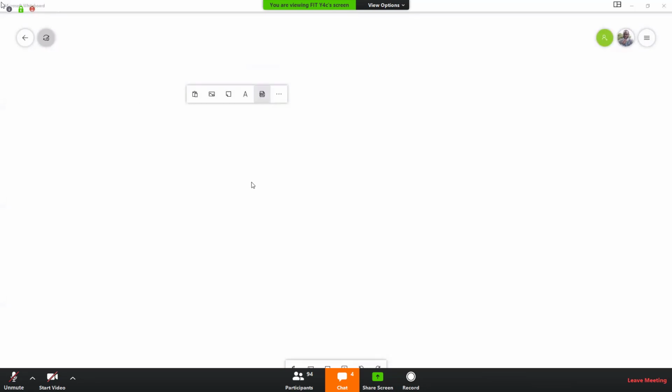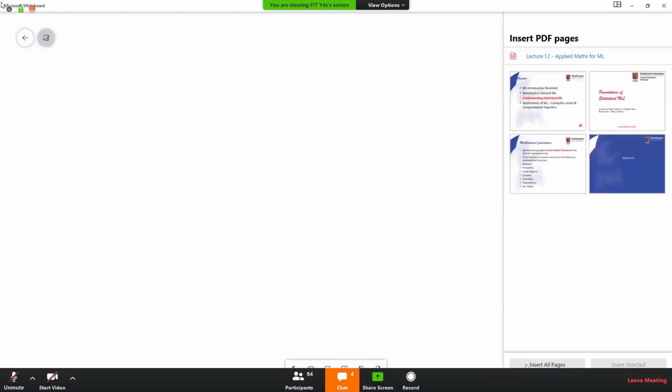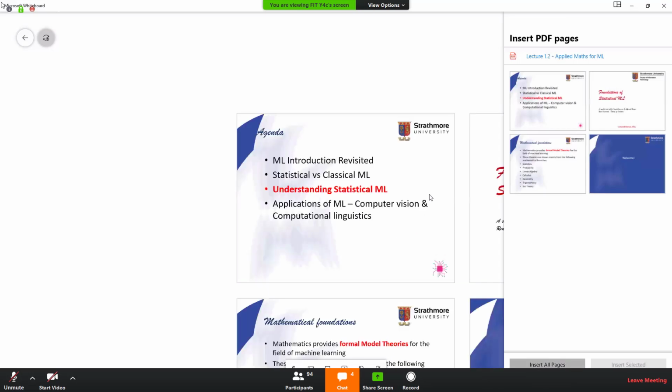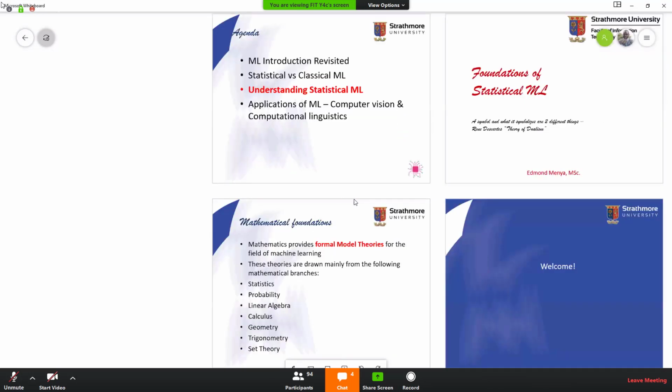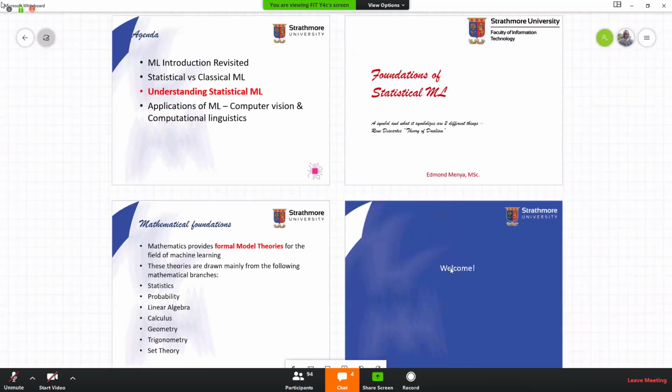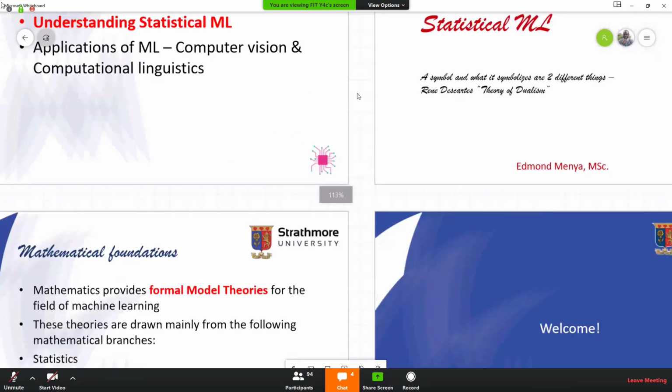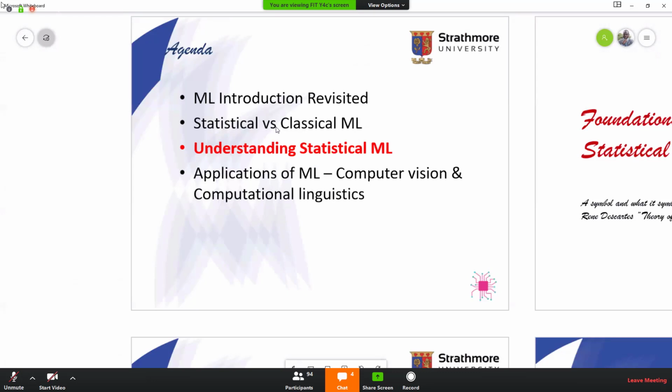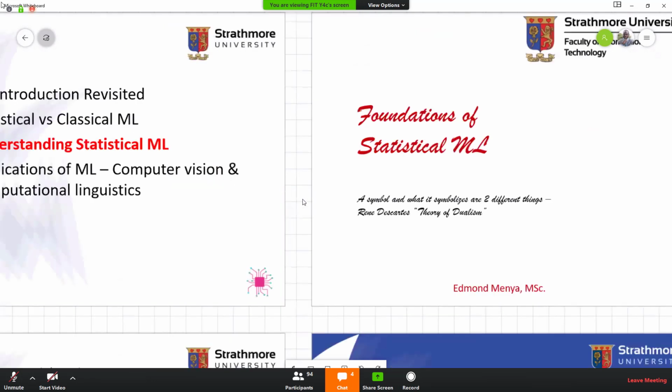So what follows next is a very deep revision into all the mathematics that we are going to use in this unit. Good news, you have already covered this in the prerequisite courses. So you see how we have moved. We have revisited, we have talked about statistical versus classical machine learning. Now we're in this section, understanding statistical machine learning, and it's called the foundations of statistical machine learning.